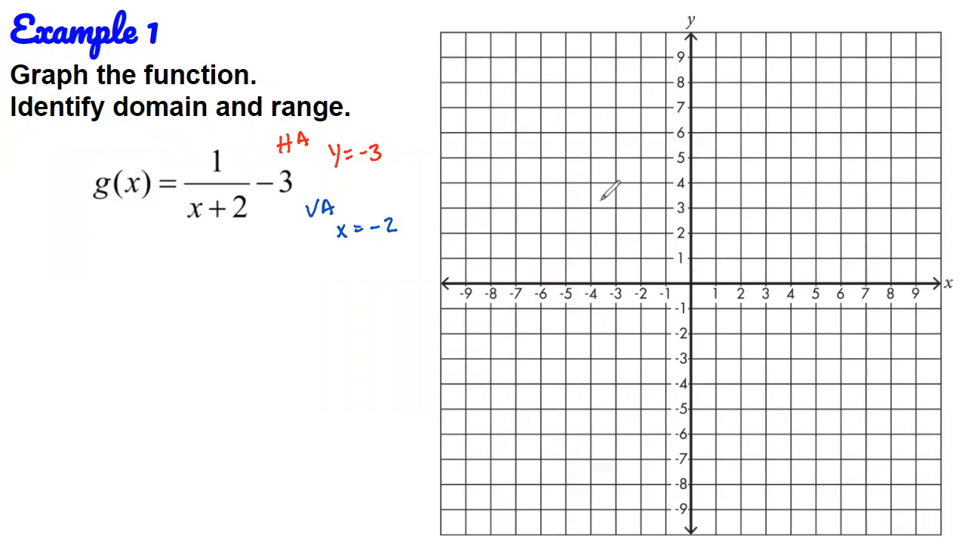So here's my horizontal asymptote at -3. So we're going to graph it. -3. All the way through. Now my vertical asymptote is at -2. X equals -2. So here it is. All the way down, all the way down. Very beautiful.